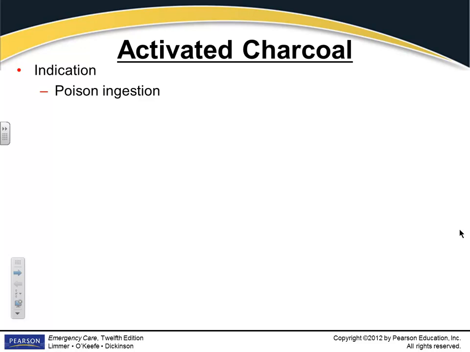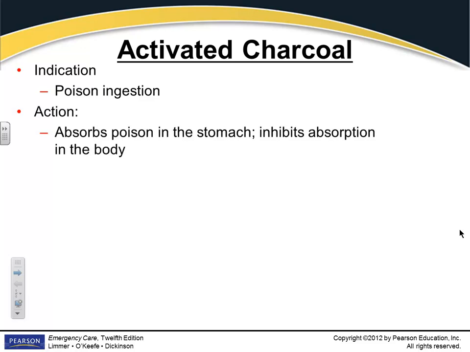Any overdose of a medication would be considered poison. Action: it absorbs poisons in the stomach. It inhibits absorption in the body. Most absorption of medications and poisons occurs in the small intestines. So it's got to get through the stomach and get to the small intestines before it's actually absorbed into the body. So if we can get it in the stomach, we've saved ourselves a lot of problems.